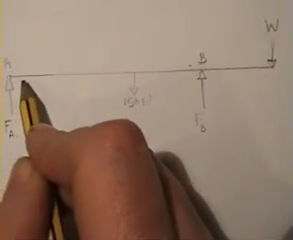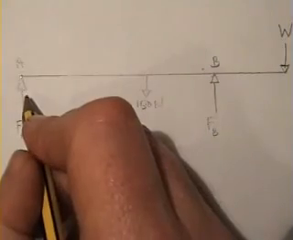Obviously if you're doing this in an exam, you don't start rubbing things out. You do a new diagram. I'm going to cheat. I'm just going to rub that out. So now we don't have a force at A.